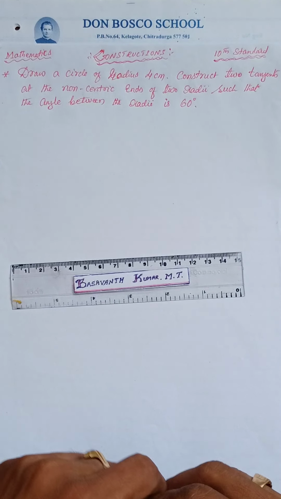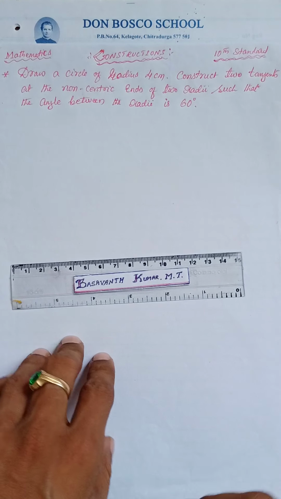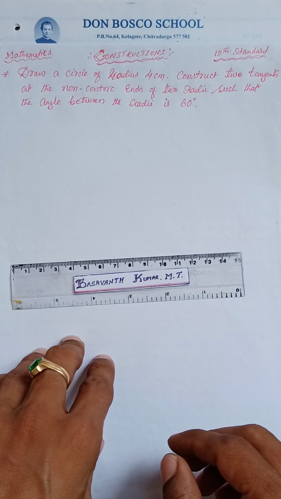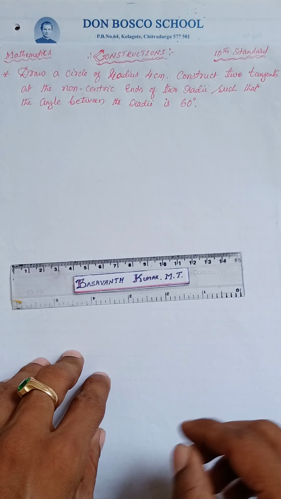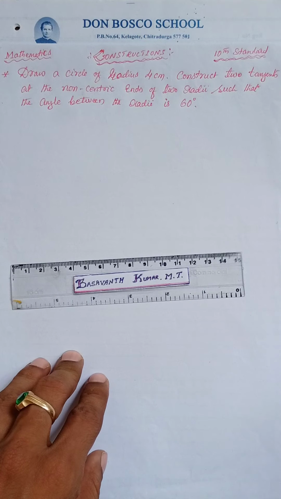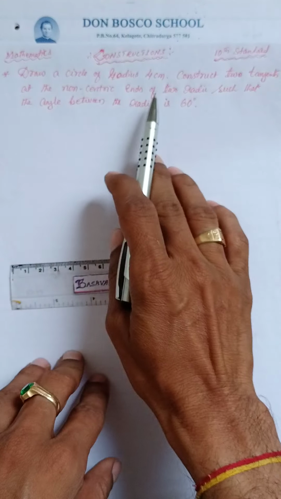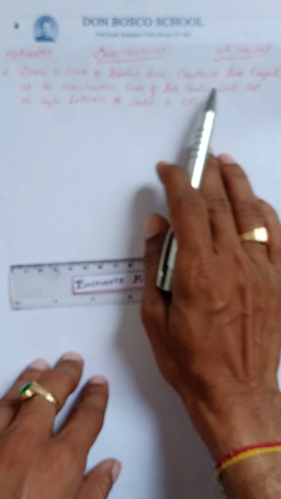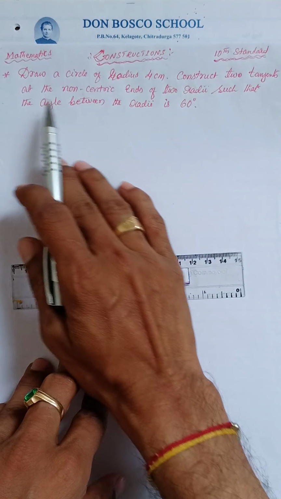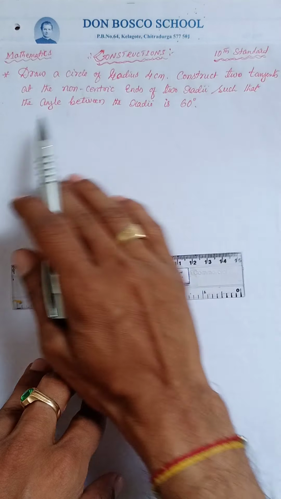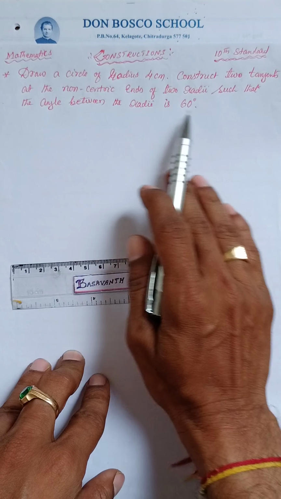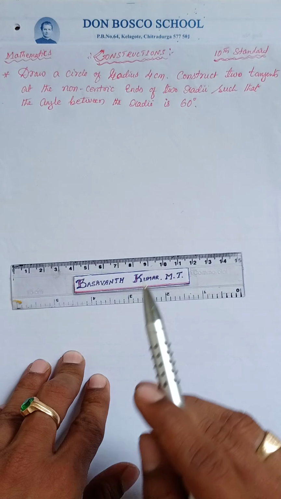Hello students, let us construct a tangent in a given circle at the ends of two radii. Here is a question. Draw a circle of radius 4 centimeter. Construct two tangents at the non-centric ends of two radii such that the angle between the radii is 60 degree.